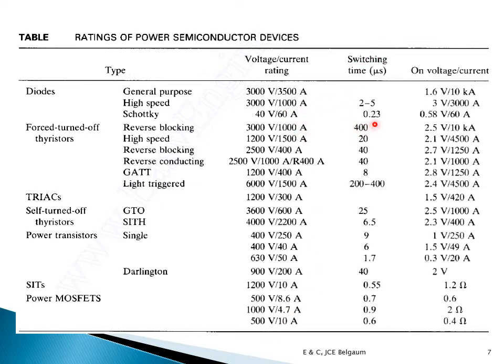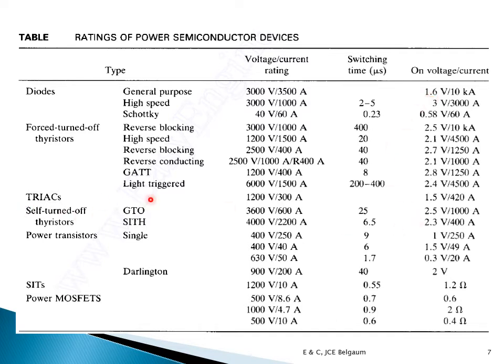Also coming to the speed, you can see the Schottky diode has a switching speed of 0.23. This is in microseconds, so very high speed switching. It's faster than your high speed thyristors, which take about 2 to 5 microseconds. In that sense also, you can see the on state voltage drop is only 0.58 for Schottky, whereas for the other diodes it is quite high, 3 volts, 1.6 and so forth.